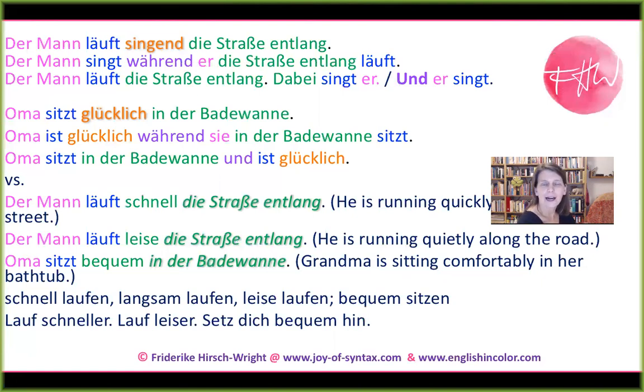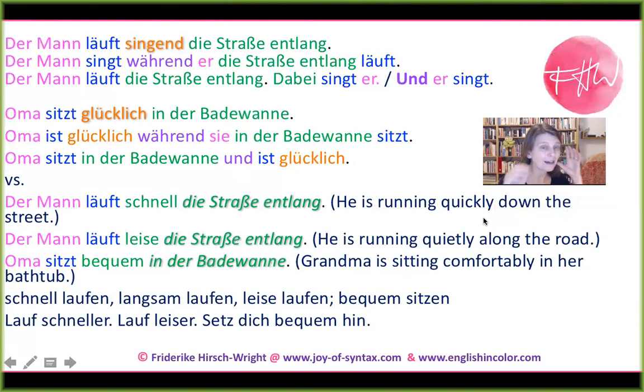Man könnte es auch in 2 Hauptsätze packen, or you could put it into 2 main clauses. Der Mann läuft die Straße entlang, dabei singt er. Oma sitzt glücklich in der Badewanne. Oma ist glücklich, während sie in der Badewanne sitzt. Oma sitzt in der Badewanne und ist glücklich. So in the second version, I chose to put the predicate appositive information into a main clause and then add the main clause information in an adverbial subclause. And in the third sentence here, I went for the compound construction, 2 main clauses. And so you see how dominant and powerful predicate appositives actually are.